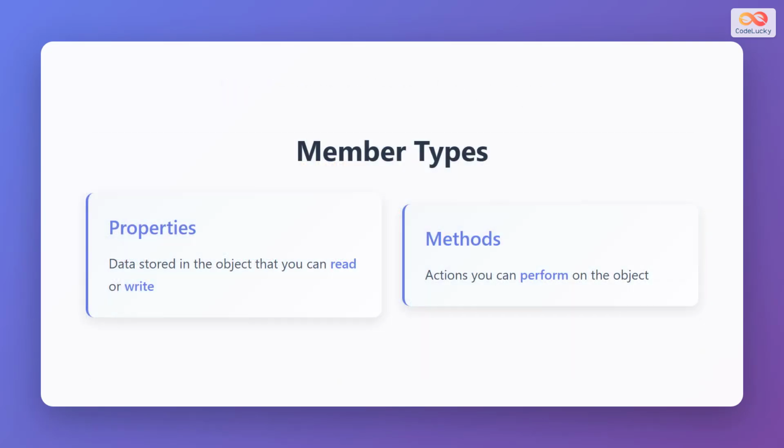PowerShell objects have two main types of members, properties and methods. Properties are data stored in the object that you can read or write. Think of properties as characteristics or attributes of an object, like a file's name, size, or creation date. Methods, on the other hand, are actions you can perform on the object. Methods are like verbs that tell the object to do something, such as starting a process, deleting a file, or converting text to uppercase. Understanding the difference between properties and methods is fundamental to working effectively with PowerShell objects.